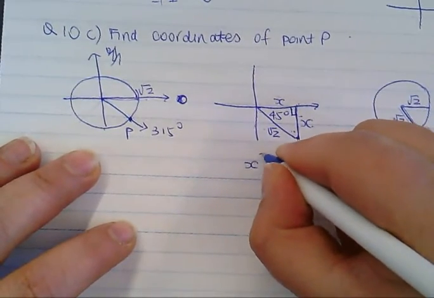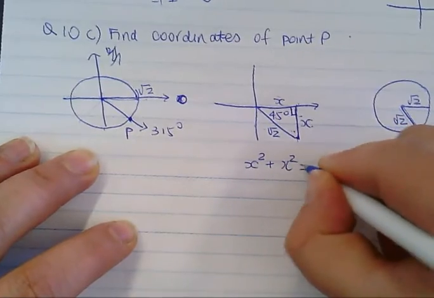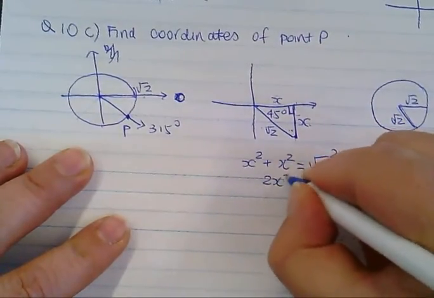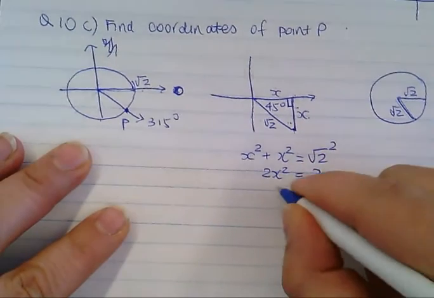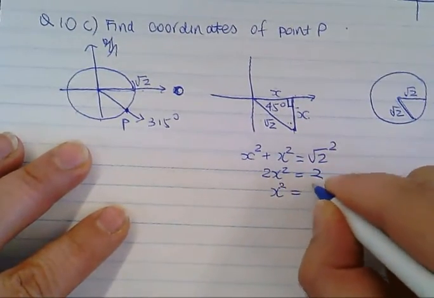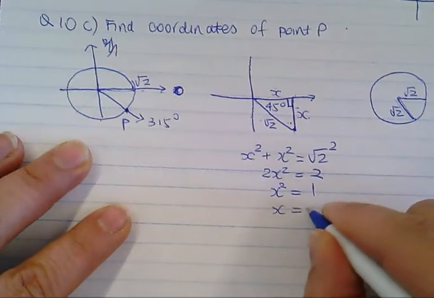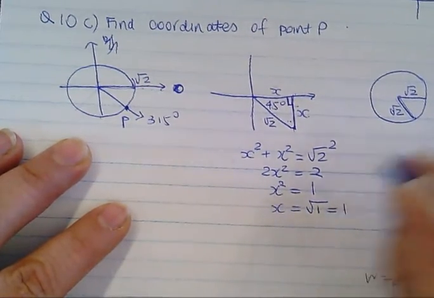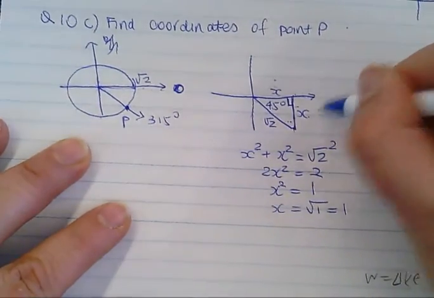So Pythagoras' theorem, x squared plus x squared is root 2 squared. Do you know what I'm doing? 2x squared is 2. X squared is 1. X is, well, for Pythag, you don't go plus or minus, root 1, which is 1. In other words, my triangle is 1, 1, root 2.